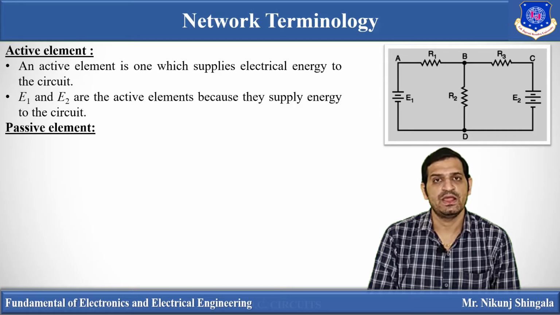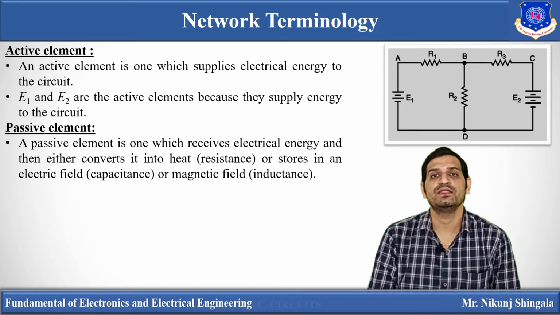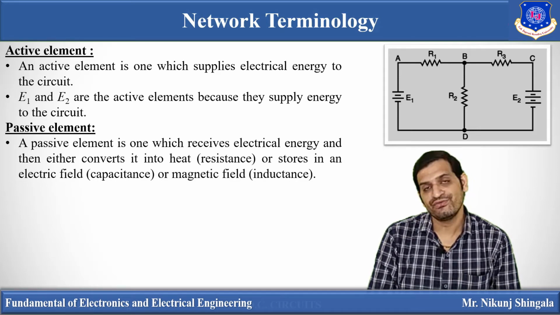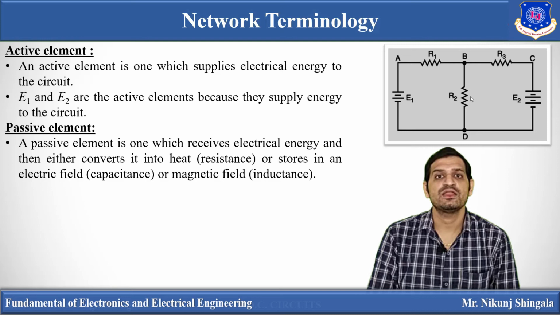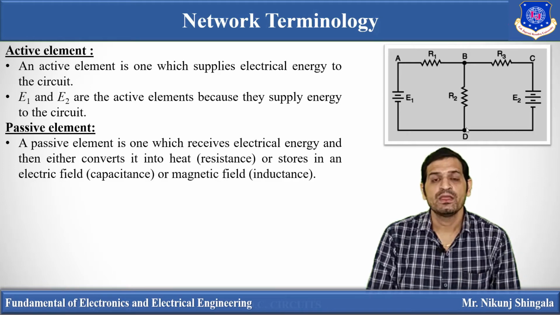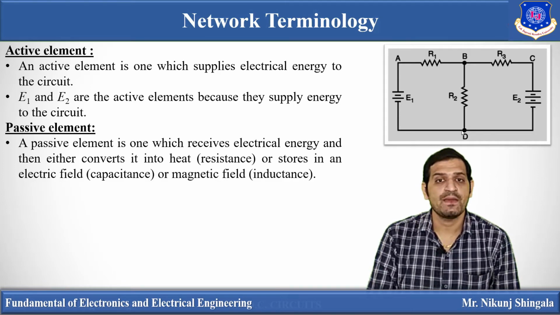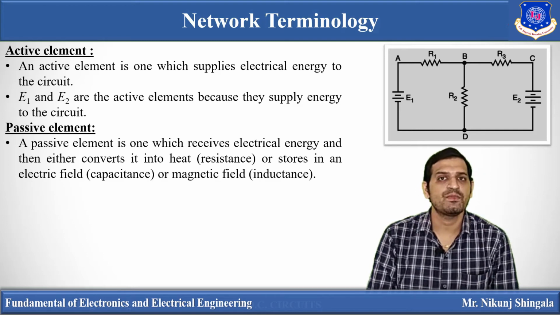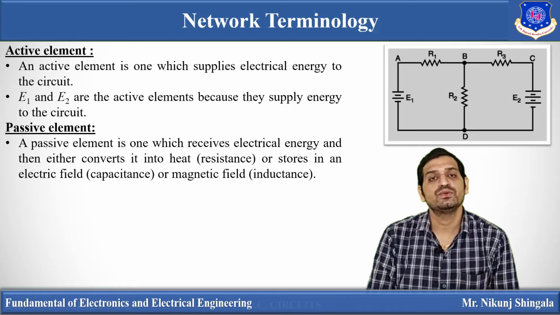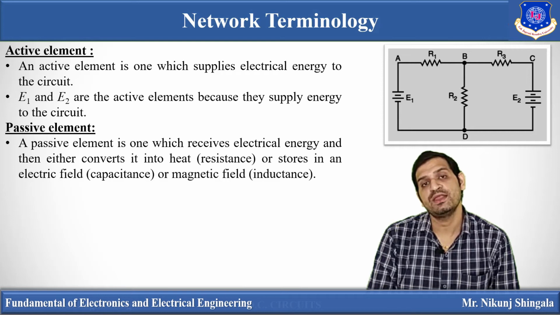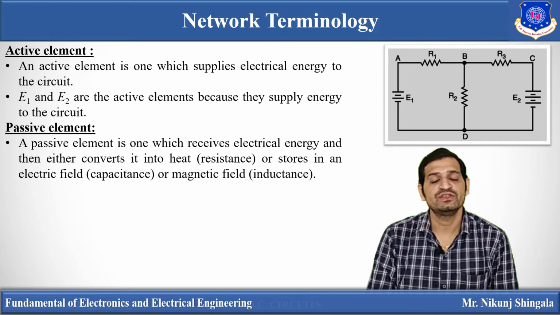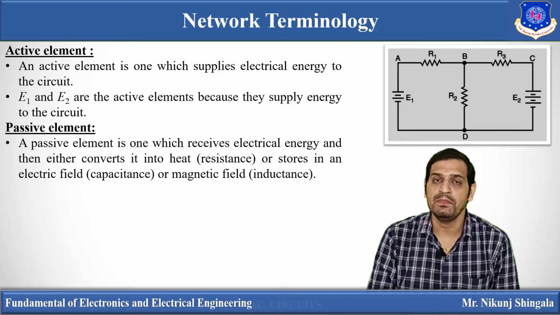Next one is a passive element. The element which receives the energy, which absorbs the energy and converts it into another form of energy. Here in this circuit, the resistor is a passive element which receives the energy from E1 and E2 and converts that energy into heat. Other elements like inductor and capacitor store the energy. Capacitor stores the energy in the electric field and inductor stores the energy in the form of magnetic field. So resistor, capacitor, inductors are the passive elements in the given circuit.